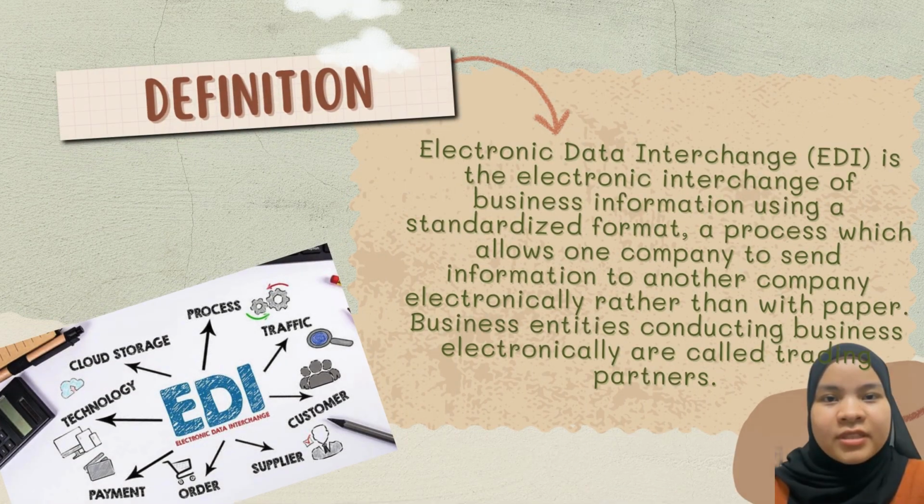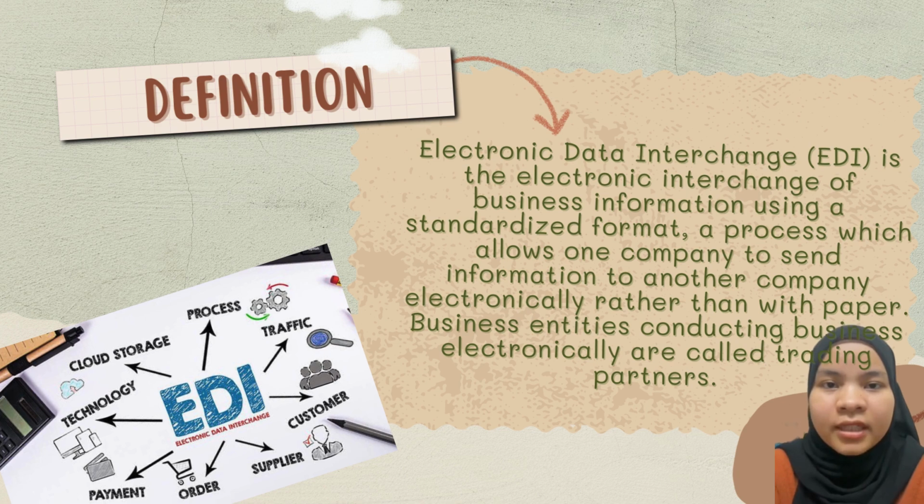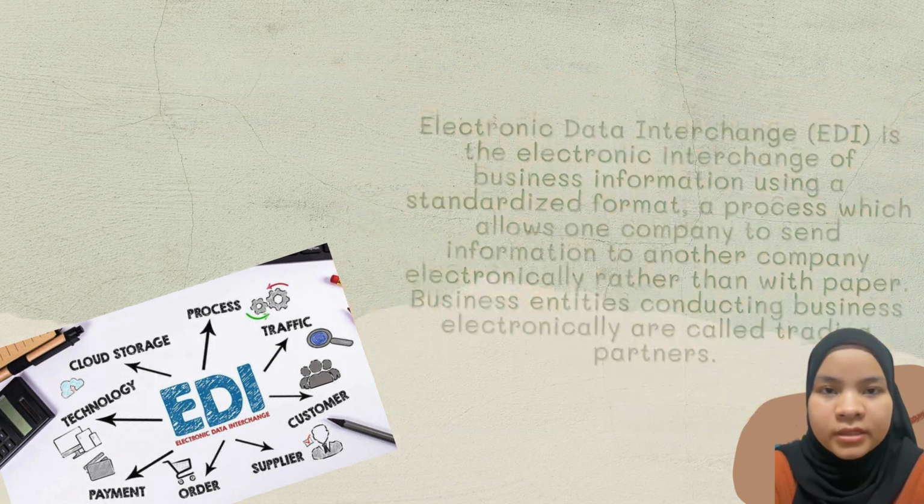Okay, so let's dive in, starting with the definition of Electronic Data Interchange. Electronic Data Interchange, or EDI, is the electronic interchange of business information using a standardized format, which is a process that can allow one company to send information to another company electronically rather than using paper. Business entities conducting business electronically are called trading partners.